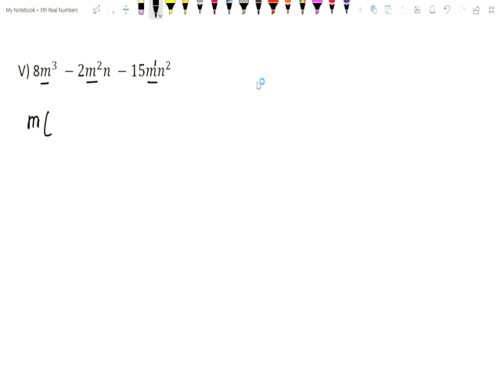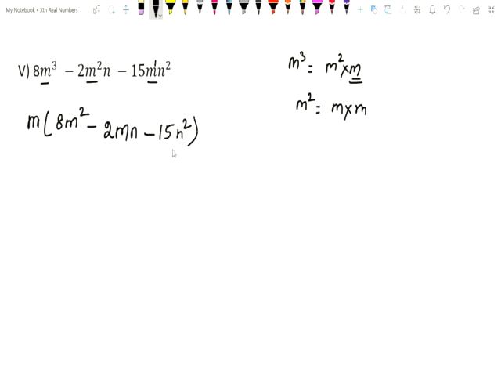Here remaining m cube. How can you write this? m square into m. Here m I taken out, so what is remaining? m square. So, 8m square minus 2. Here m square, how do you write, children? m into m. So, if you take m out, what is remaining? m. So, 2mn minus 15n square. Now I am going to factorize this alone: 8m square minus 2mn minus 15n square.